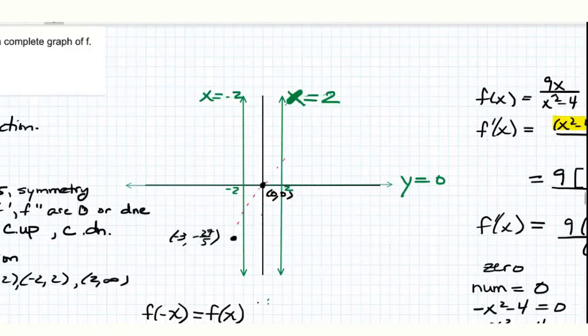Okay, and also without plugging in, since we do know that we have origin symmetry, we also know that on the opposite side, it's going to go through (3, 27/5), which is going to be somewhere around here. Okay, so now we have at least one point on each of these segments of the domain.